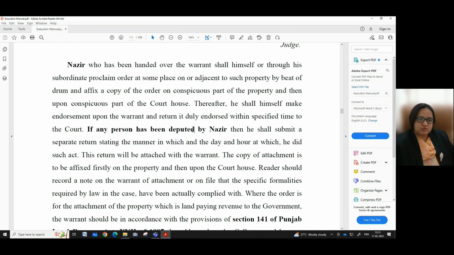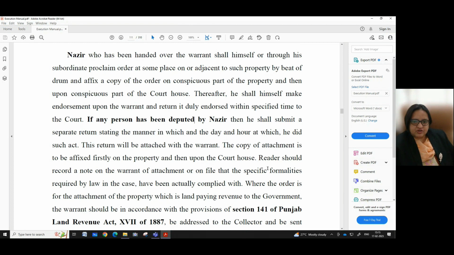The copy of attachment is to be affixed firstly on the property and then upon the courthouse. The Reader should record a note on the warrant of attachment or on the file that the specific formalities required by law in this case have actually been complied with.